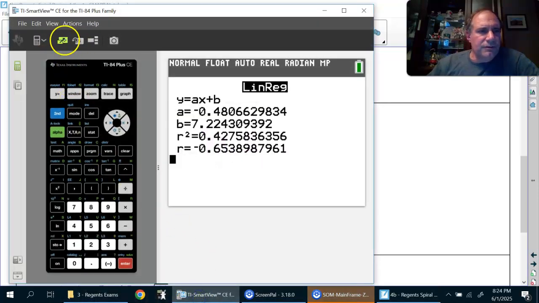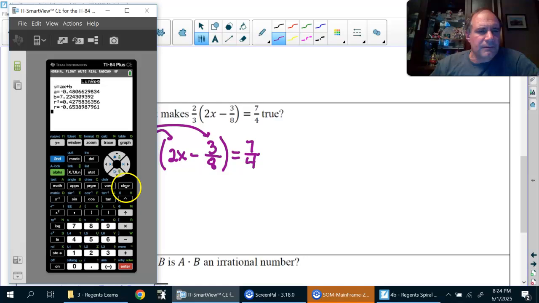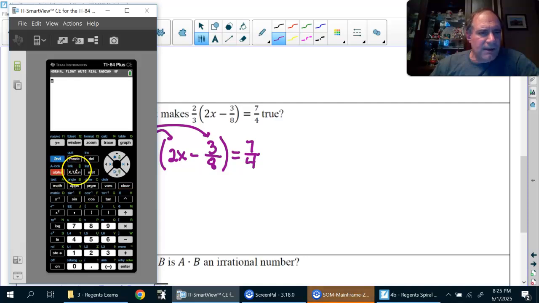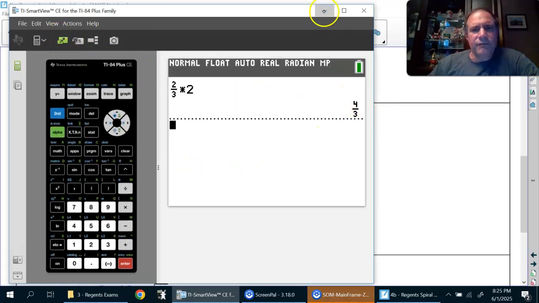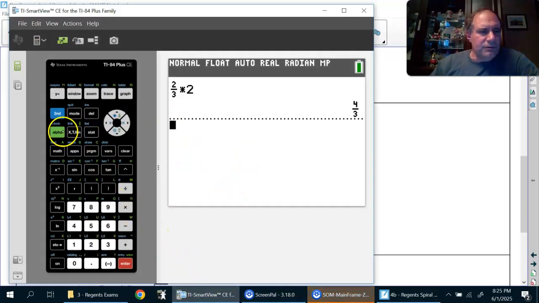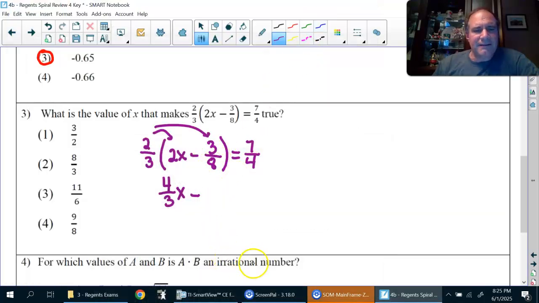So, 2/3. I'm going to clear this out. It's 2/3 times 2x, so 2 over 3 times 2, and we get 4 over 3. So that's 4 over 3x. Minus, because the positive times the negative, I know it's going to be a minus sign, 2/3 times negative 3 over 8.